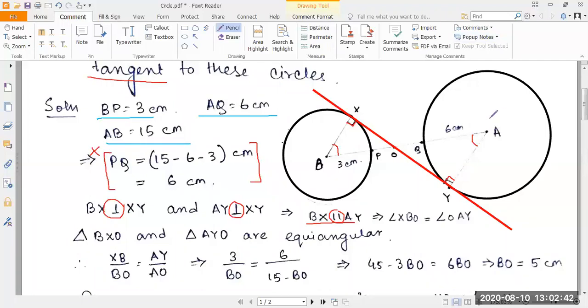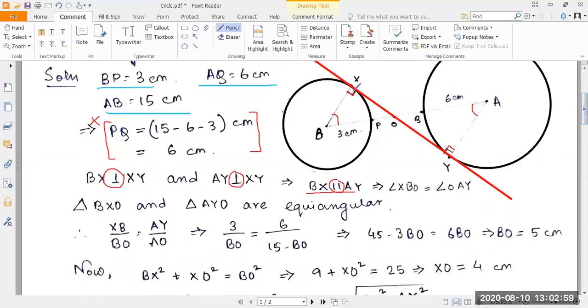So from your previous knowledge, you might know that XBO and OAY are called interior alternate angles, and they are always equal. So we can say that XBO equals OAY, and you already know that for triangle XBO and triangle OAY, we already know that angle BXO equals angle OAY equals 90 degrees.